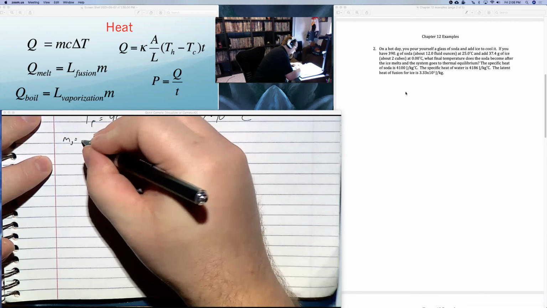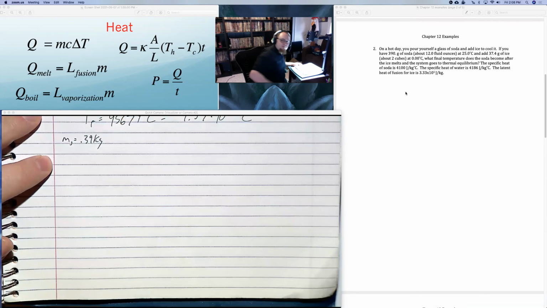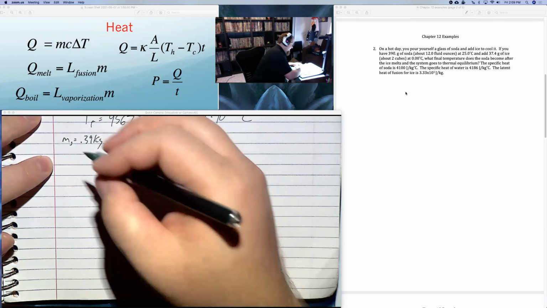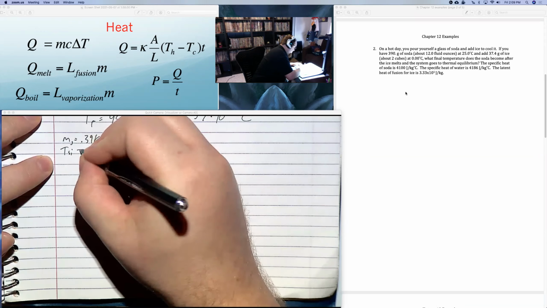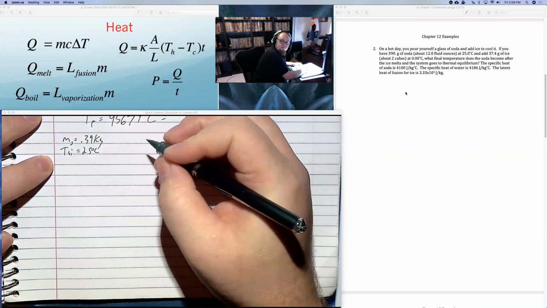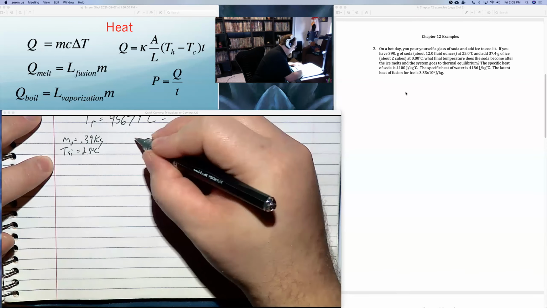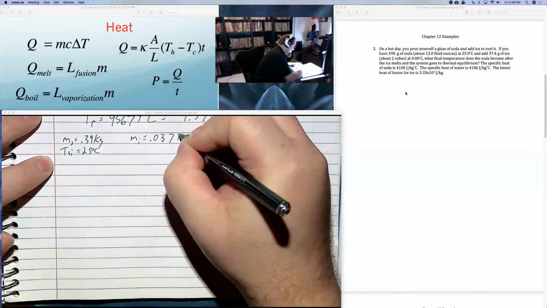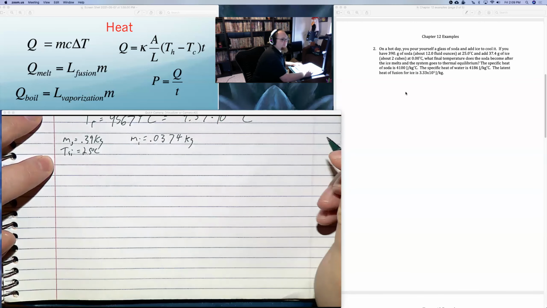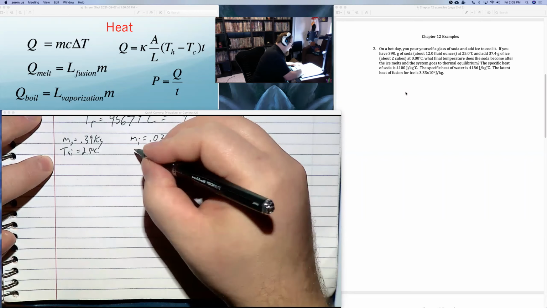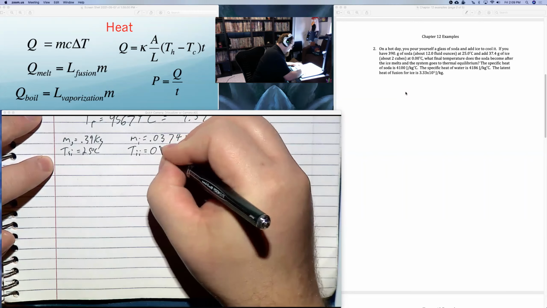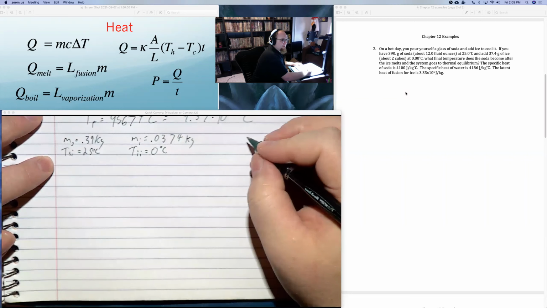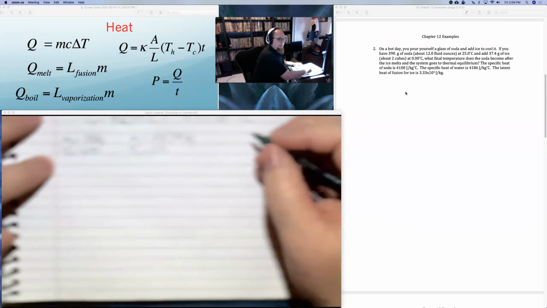Well, I'm going to put that in kilograms, 0.39 kilograms at 25 degrees. So it's pretty hot, actually. Temperature of soda initial is 25 degrees Celsius. And we add to it 37.4 grams of ice. The mass of ice is 0.0374 kilograms. That's at 0 degrees Celsius. What's the final temperature?